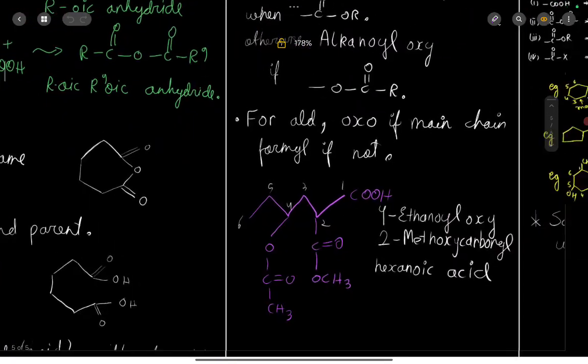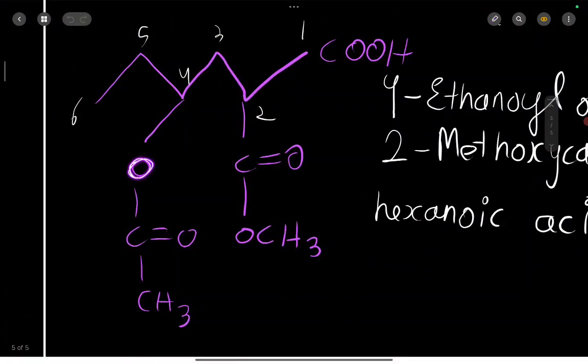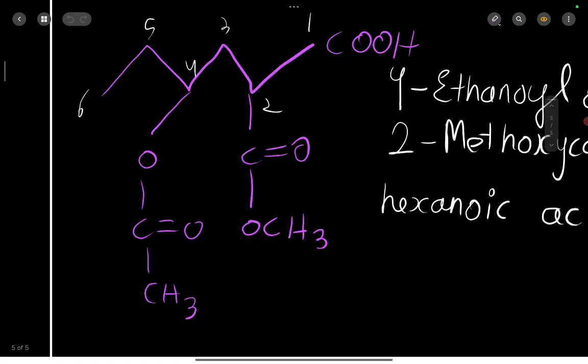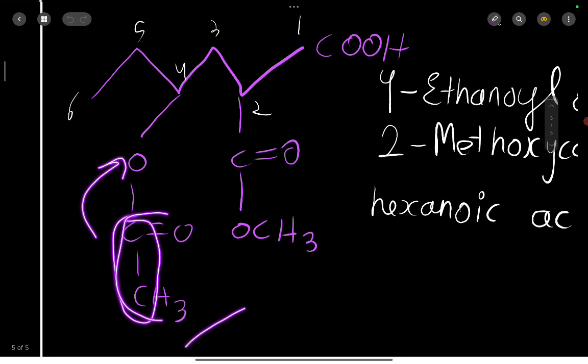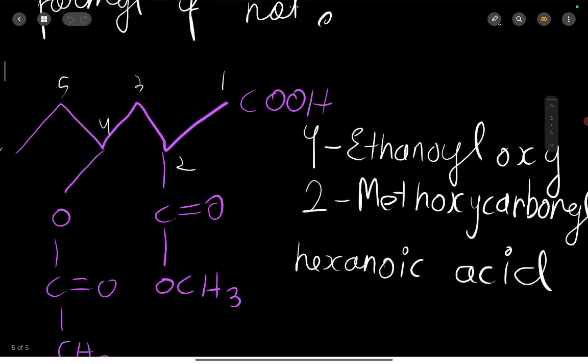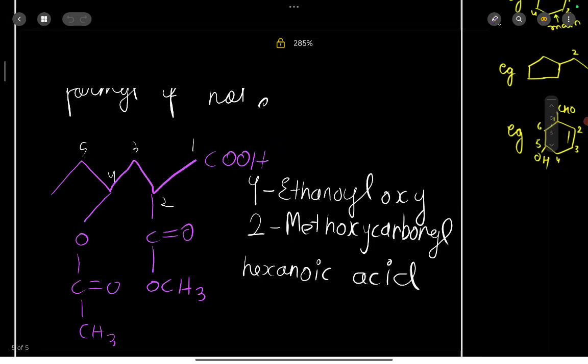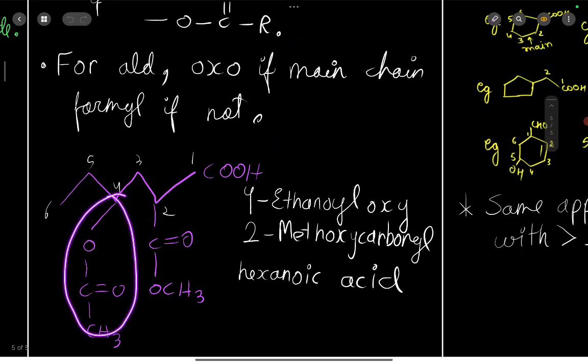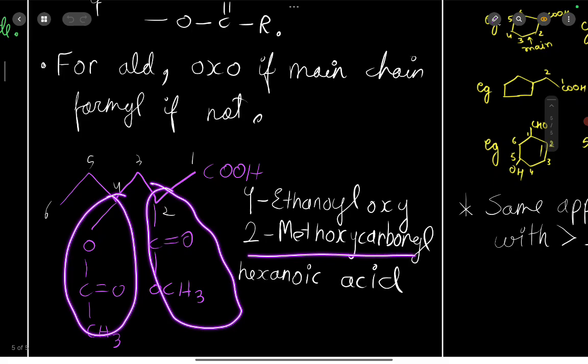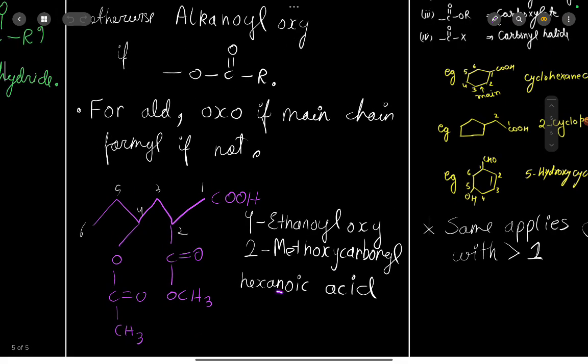For example, here this is connected via the oxygen. So this group is ethanoyloxy. Why? Two carbons and connected via oxy. So ethanoyloxy. And at second position, it's connected via carbonyl and there's only one carbon atom here. So you call it at second position methoxycarbonyl, alkoxycarbonyl. So 4-ethanoyloxy, 2-methoxycarbonyl hexanoic acid, or hexane-1-oic acid.